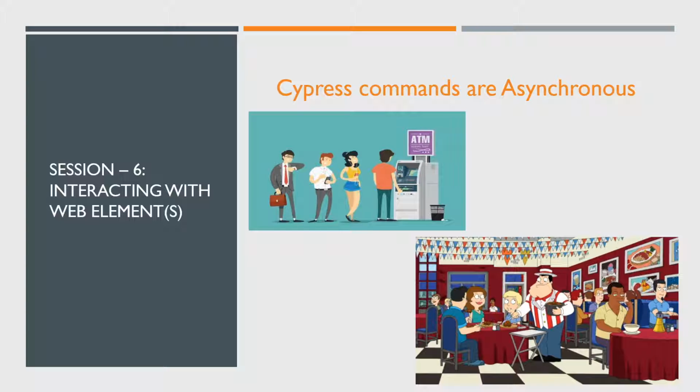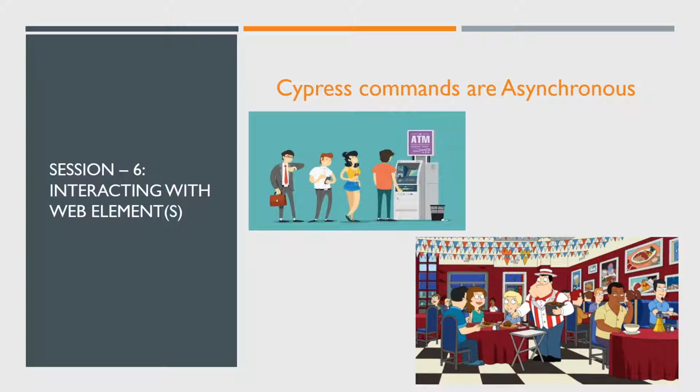But in the picture at the bottom, there is one waiter who is serving almost all the tables. He takes a request, goes and places the order with the chef or the main cooking room, and then comes back and takes another item. So he's not waiting for one table to be fulfilled. That's the core difference between synchronous and asynchronous. In that regard, all Cypress commands are asynchronous.